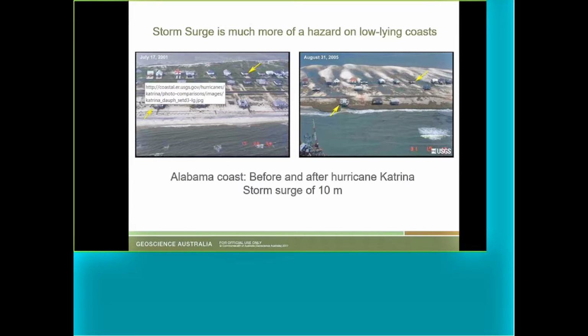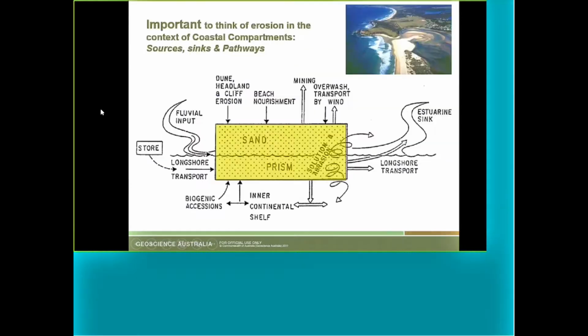Obviously, storm surge is much more of a natural hazard on low-lying coasts, as shown in this example from the United States following Hurricane Katrina in 2006, which had a huge storm surge of 10 metres, completely flooded across that low-lying coastline on that barrier coast and led to coastal erosion of the scale you can see there, several tens of metres, and of course property loss. In contrast, steeper gradient, high gradient coasts don't experience the impacts of storm surge as much.